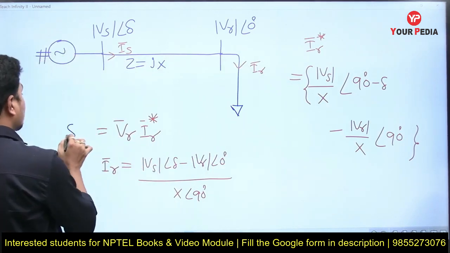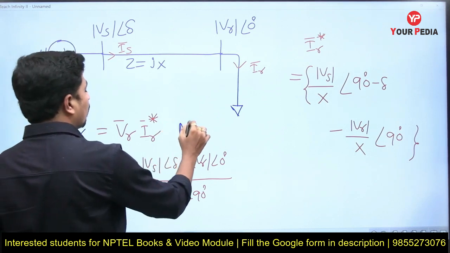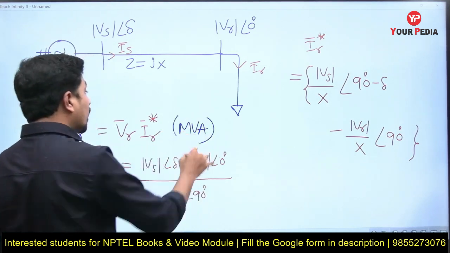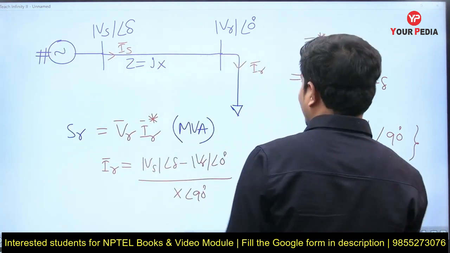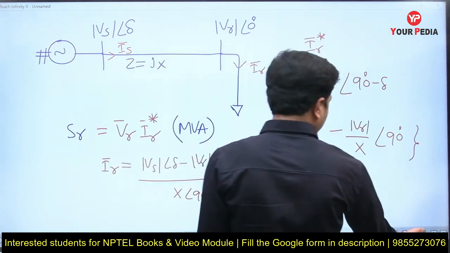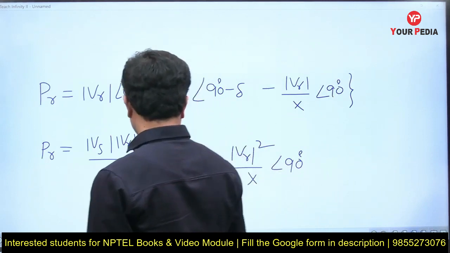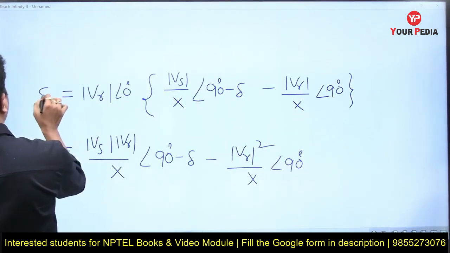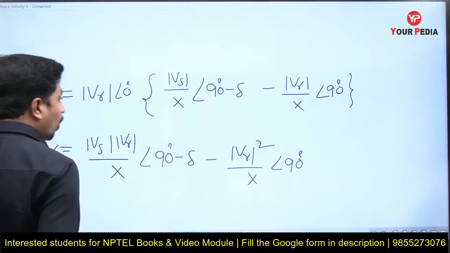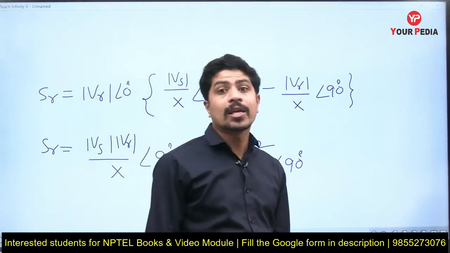SR, yeah, this is complex power, right? In terms of MVA, we are taking V into I conjugate. V into I conjugate will give complex power, not active power. I am finding receiving end complex power. Here also I have to change. This is SR. In oversight I wrote it as PR. Now I want PR, active power or real power.